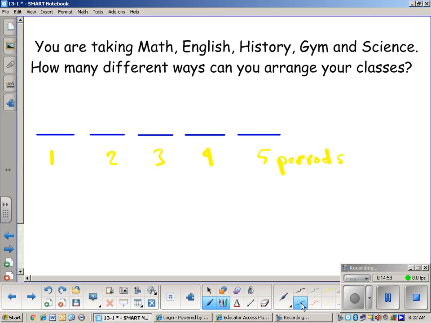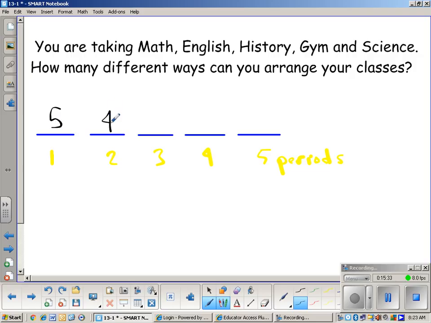So when I choose my first period class, how many classes do I have to choose from? How many classes am I taking? 5. So how many do I have for that first period class? 5 different possibilities, don't I? Okay? Now, what do you think the first one was? What do you have right now? Math. So say you chose math first period. How many classes you had to choose from now for your second period class? 4.